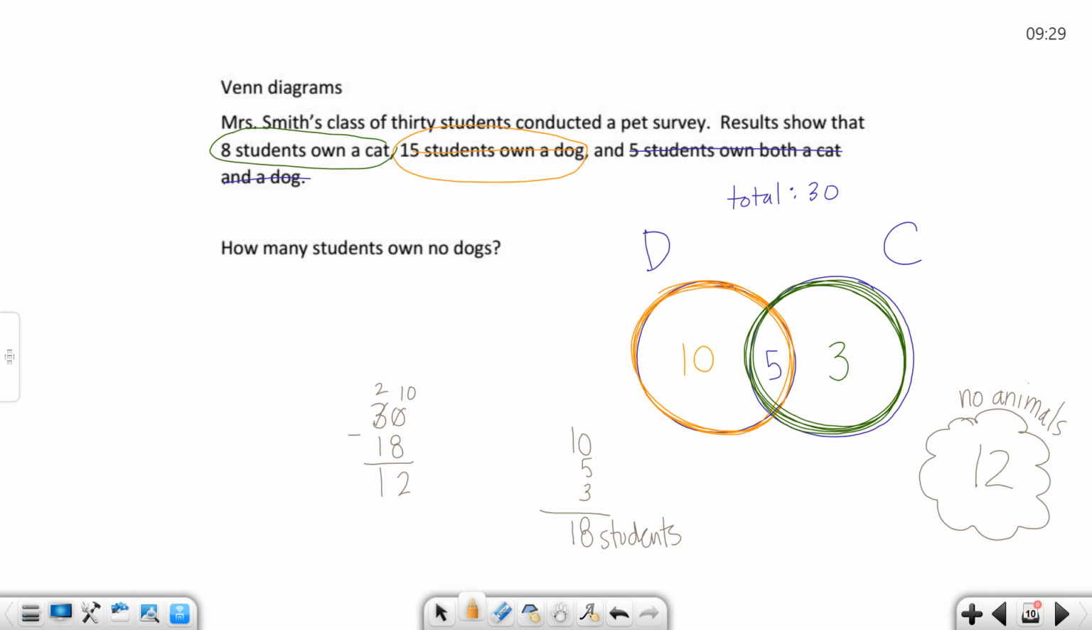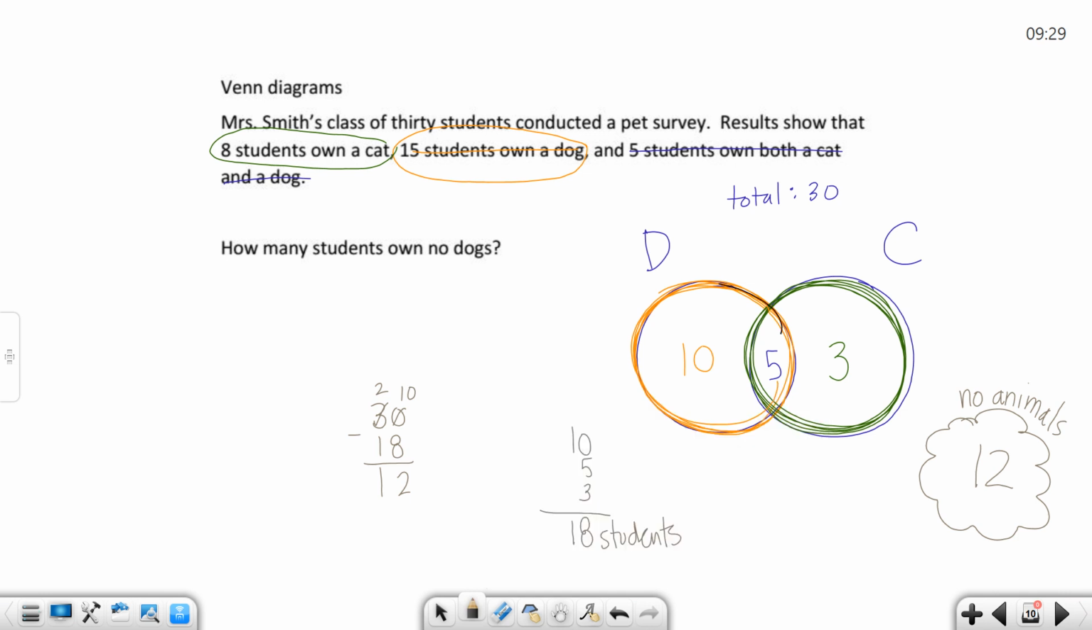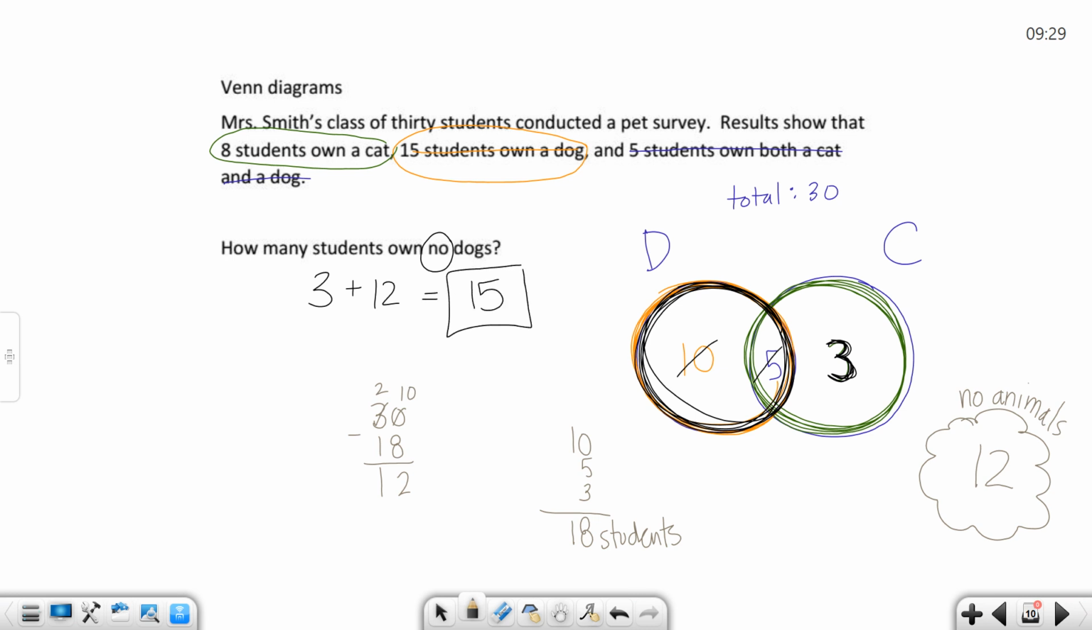Okay, here's my dog. Let's color it black, just for sake of reference. Okay, all of these people in this black and orange circle like dogs. So that's 15. So this group likes dogs and this group likes dogs. Okay? So that, remember, I'm looking for how many have no dogs. Okay, so this 3 right here, they only have cats. They're not in the dog circle at all. So I have 3 that only have cats, and I have 12 that have no animals at all. So that would be 15 people in the class do not have a dog. And that's how we would do that one.